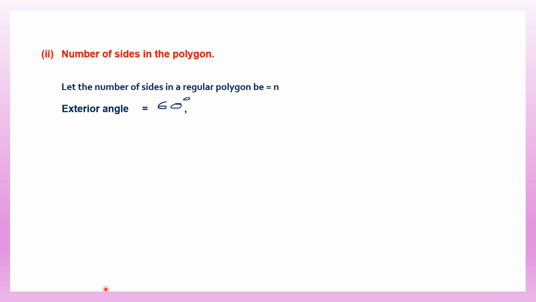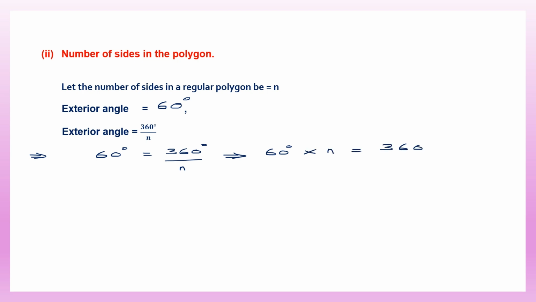Now why do we need to know the exterior angle? Because we can use that formula to find the number of sides. So the formula is exterior angle is equal to 360 by n. So exterior angle we found out to be 60 degrees, that is equal to 360 degrees by n. So we're going to transpose n to the other side. It becomes 60 degrees into n is equal to 360 degrees.